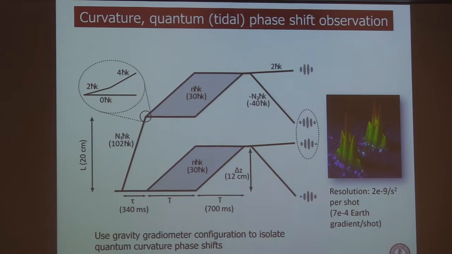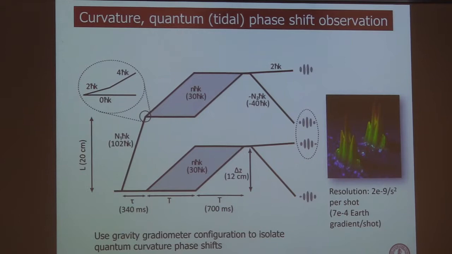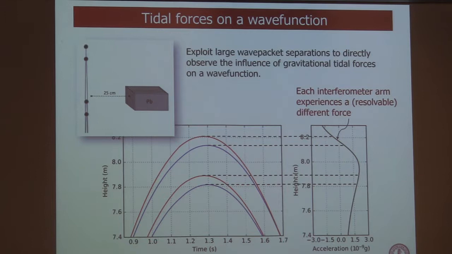And now we're using a phase shear readout mode where we misalign the angle of the two exit beams so that we get fringes across the interfering wave packets. Okay, so that's the experiment idea. Here's the configuration. The curvature is going to be due to a stack of lead bricks that we bring close to the top of the tower.